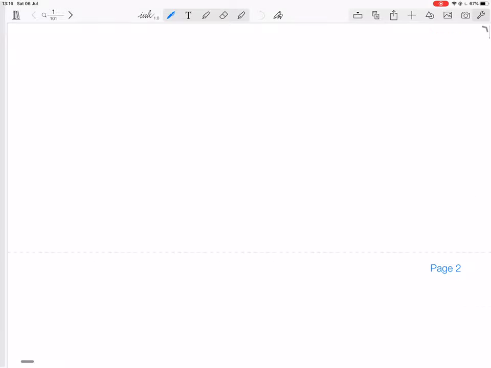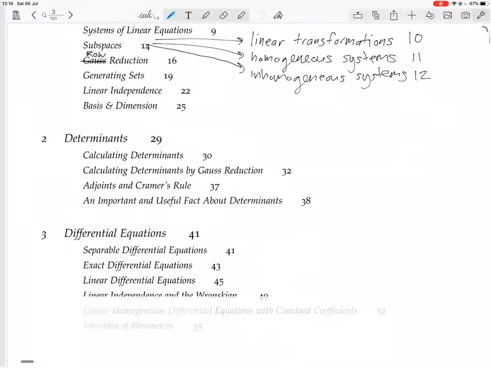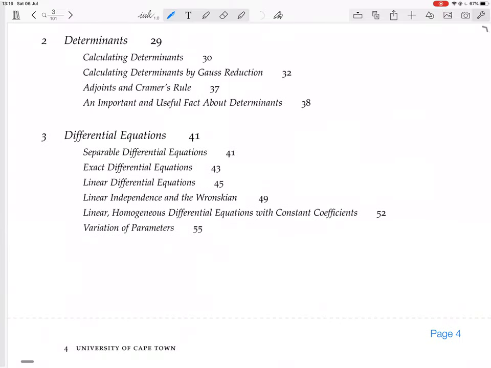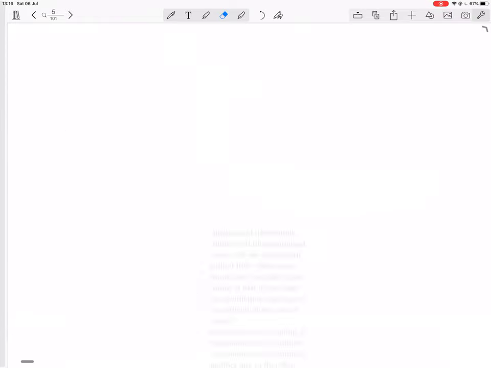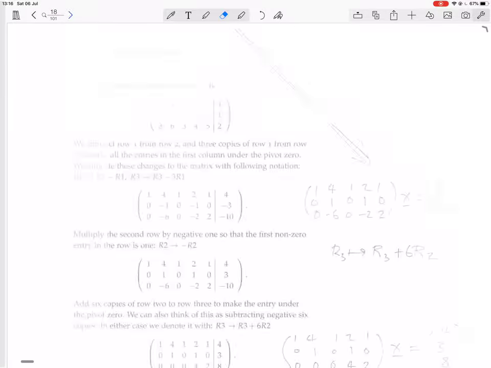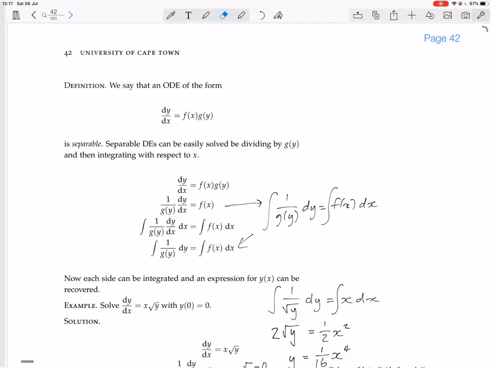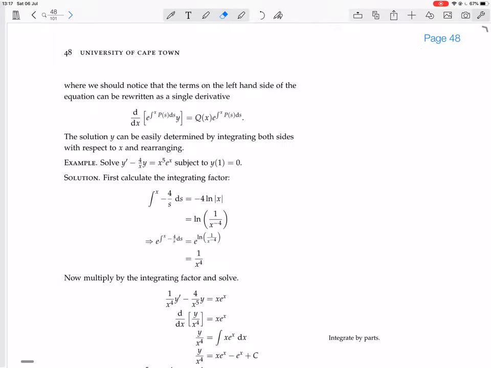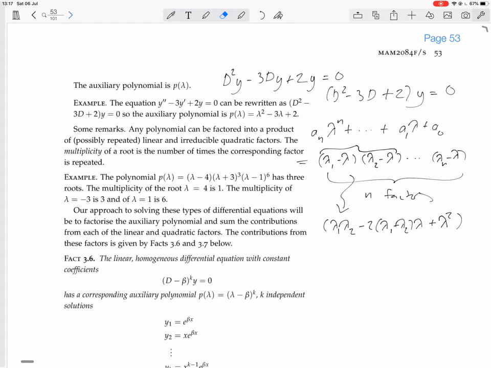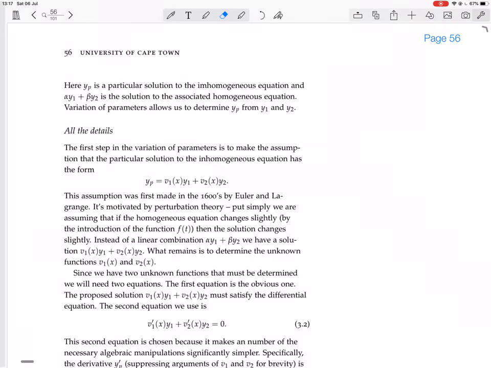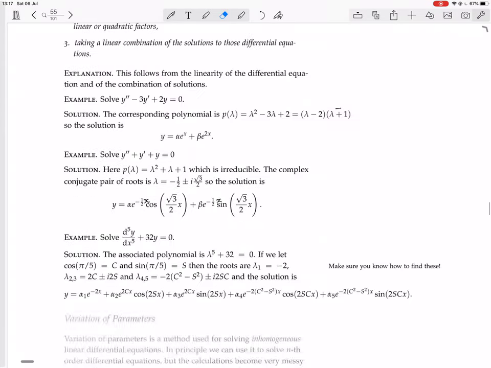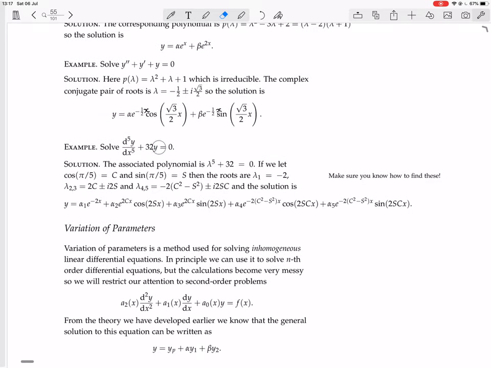Okay, so we were still in the differential equations chapter, and we were looking at linear homogeneous differential equations with constant coefficients. What we were going to look at was solving one where you need to find complex roots, which sometimes people can't remember how to do. So let's do that. Here we go. The fifth derivative of y plus 32y equals 0.